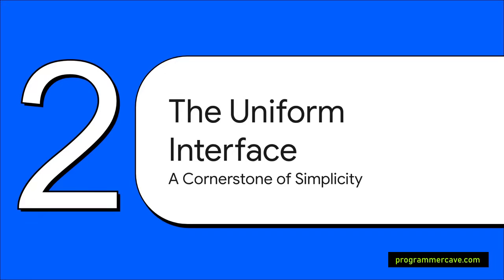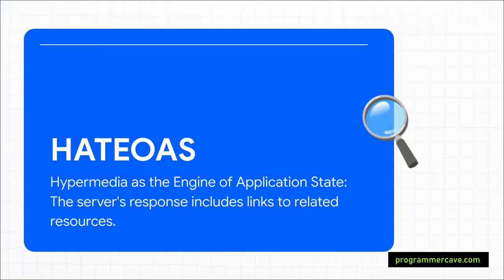It's really a set of 4 subrules that simplify the entire architecture and make the API predictable and consistent. This is what separates a good API from a truly great one. Now, a key part of this is a concept with, let's say, an intimidating name, HATEOAS. It stands for Hypermedia as the engine of application state. But don't let the name scare you.